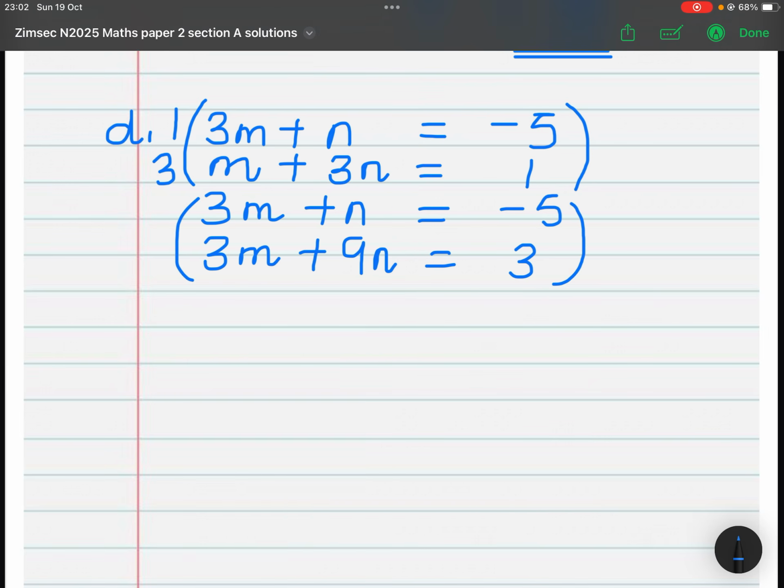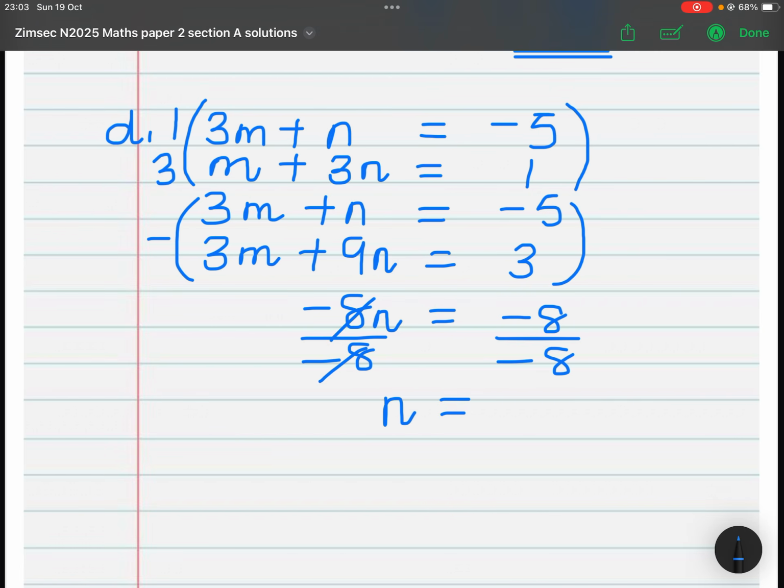And then after that, we decide that we need to eliminate m, so we need a negative sign. 3m minus 3m, 0. n minus 9n, we get minus 8n. And then 5 minus 3, we get minus 8. We divide both sides by negative 8 so that our n is going to be equal to 1. This is the value of n.